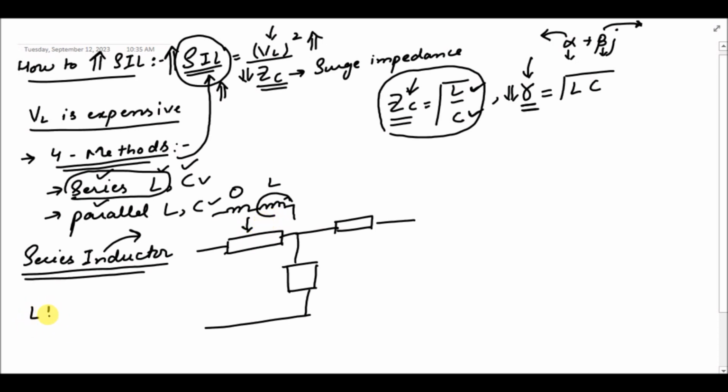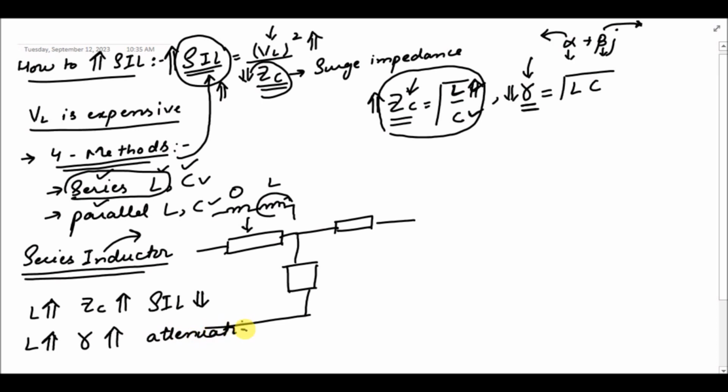If the inductance of the line increases, the surge impedance will also increase because the inductance is in the numerator. If surge impedance increases, the SIL will decrease, which is not desirable. Also for the propagation constant, if the inductance is increasing, the propagation constant will increase, which means the attenuation of the line will increase, which is not desirable. We cannot use a series inductor in the transmission line in order to increase the surge impedance loading.